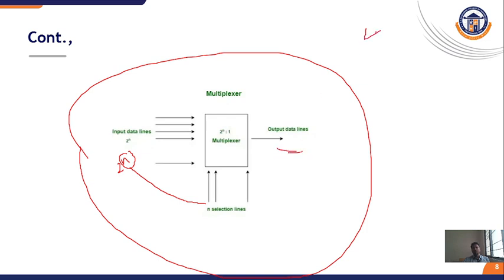So if you consider a 4 cross 1 multiplexer, this is the input, 4 inputs, and 1 output, and the 4 can be represented as 2 power 2. So this 2 is the selection line, and there will be 2 selection lines. Based on these 2 selection lines, the input will be connected to the output. So mainly it is used in communication applications.